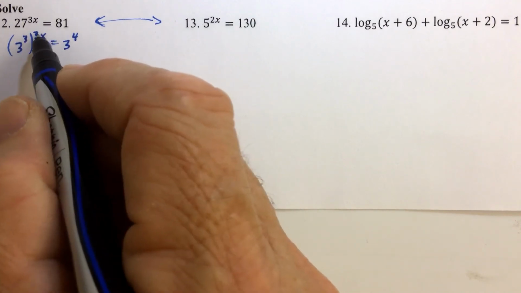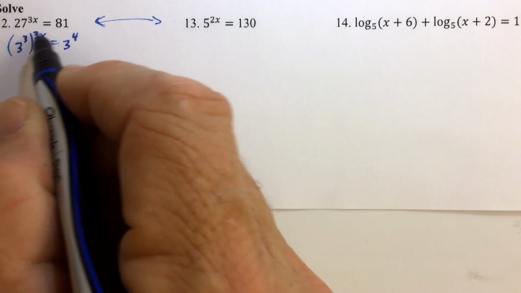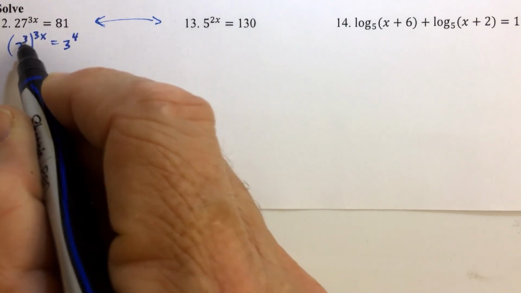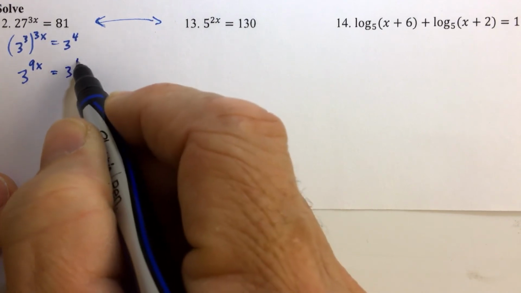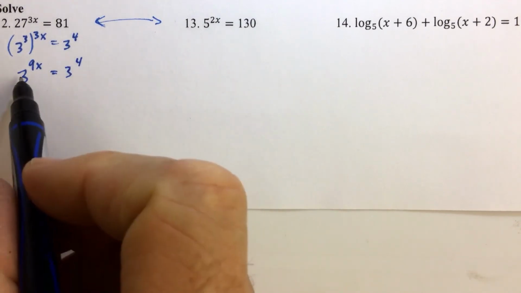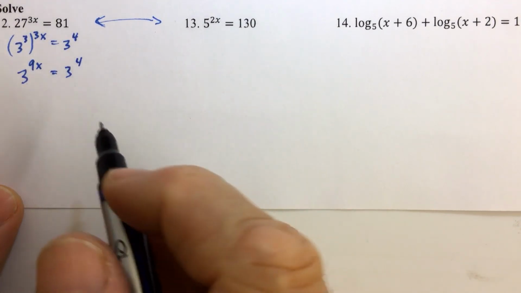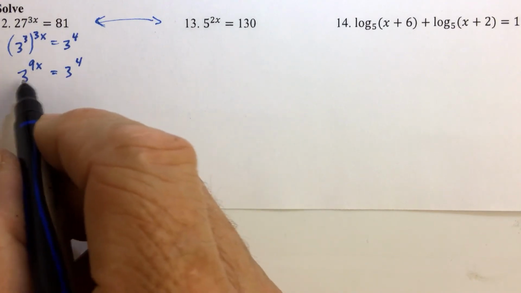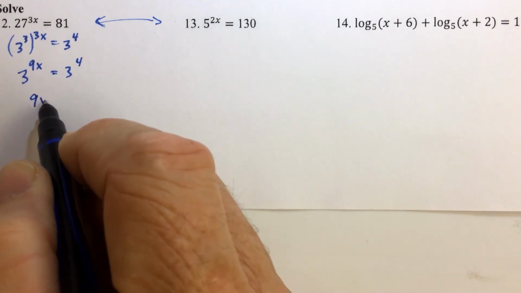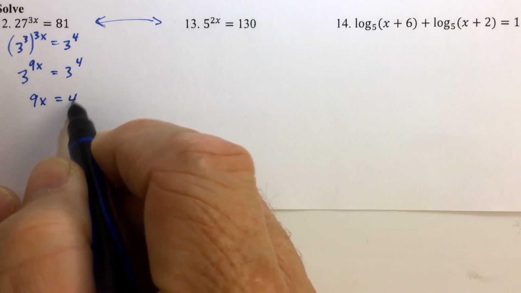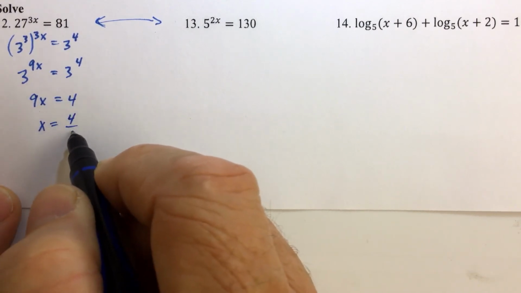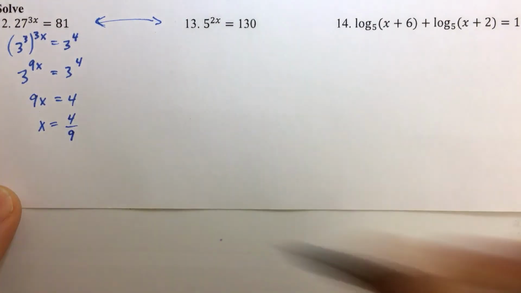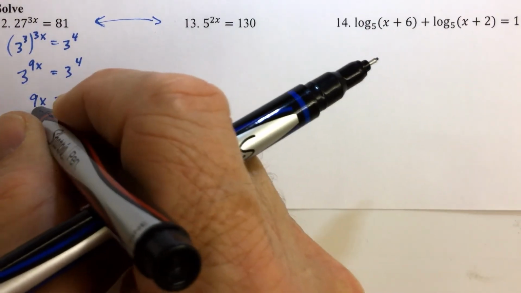Let's go ahead and use the property of exponents here. Power to a power, we multiply. 3 times 3x is 9x. And on the right side, we can't simplify that 4 anymore, so we have 3 to the 9x equals 3 to the 4th. Since the bases are the same, we equate the exponents. 9x equals 4. And when we divide both sides by 9, we get x equals 4 over 9. So that's one way to solve exponential equations.